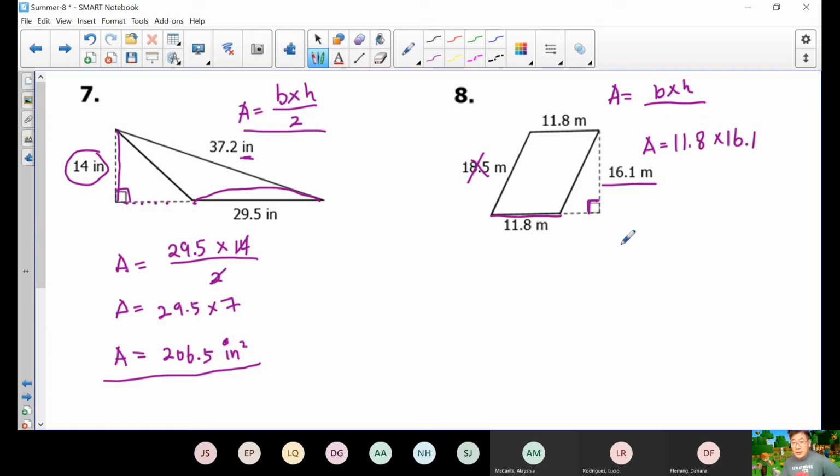That's 189.98. That's the area. So the unit, meter, right? So you have to put meter square.